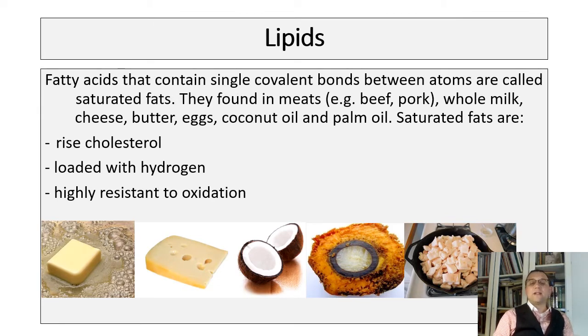Fatty acids of saturated fat contain single covalent bonds between atoms. They are found in meats, whole milk, cheese, butter, eggs, and as I said, coconut oil and palm oil. Saturated fats are known to raise cholesterol. How true it is, we'll see later on. Now, they are loaded with hydrogen. They are highly resistant to oxidation. This is a good thing. So why is it a good thing? Well, we'll talk about cholesterol first, and then we're going to talk about their resistance to oxidation.